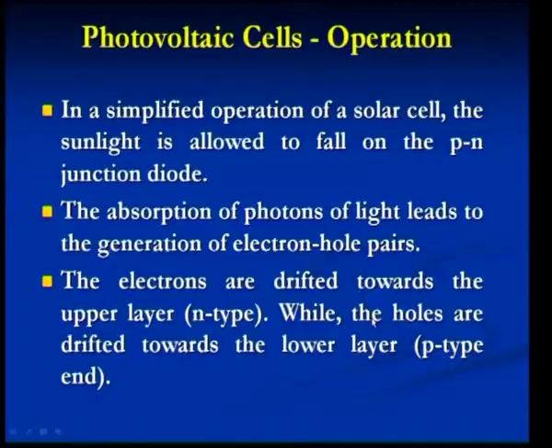The absorption of photonic energy from the light leads to the generation of electron hole pairs. The electrons are drifted or moved towards the upper layer called the n-type layer, while the holes are drifted towards the lower layer, the p-type layer or p-type end. Hence, both the electrons and holes move in opposite directions.